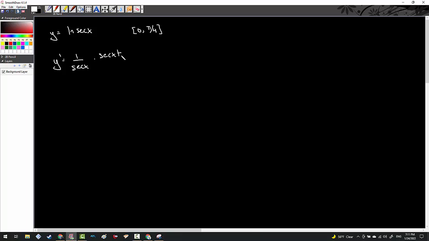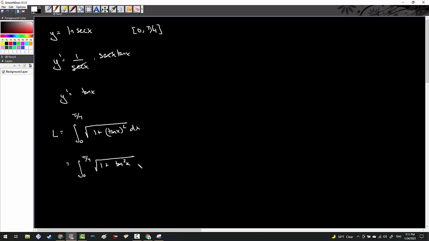But let's go ahead and just take the derivative. Again, nothing too threatening about it. The secant x's are going to cancel. So y prime equals tan x. Nothing too crazy going on so far. I know that the length is going to be equal to the integral from 0 to pi over 4 of the square root of 1 plus f prime of x squared, so that's going to be tan x all squared dx, which will be the integral from 0 to pi over 4 of the square root of 1 plus tan squared x dx.